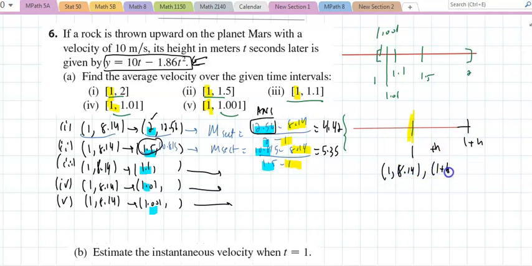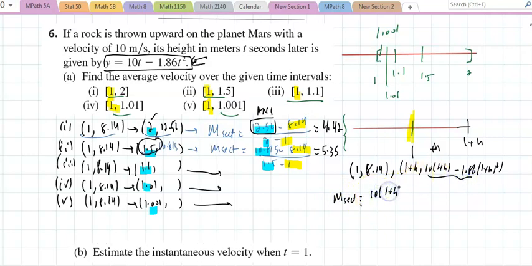And if I take 1 plus h, that is 10 times 1 plus h minus 1.86 times 1 plus h squared. And if I say what's the slope of the secant, that's the difference quotient. That's what you've done already. That is y2 minus y1 over x2 minus x1. Those cancel out.